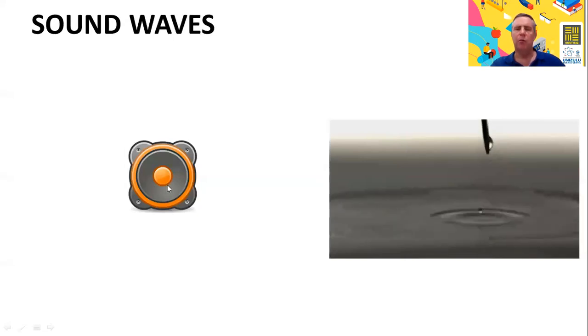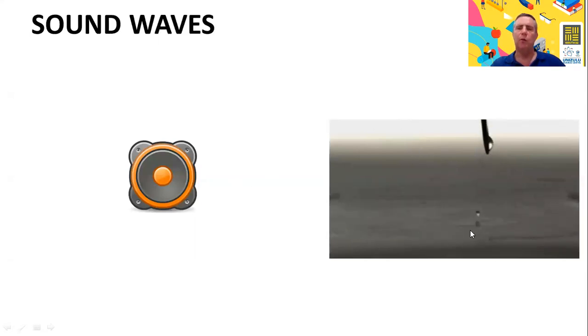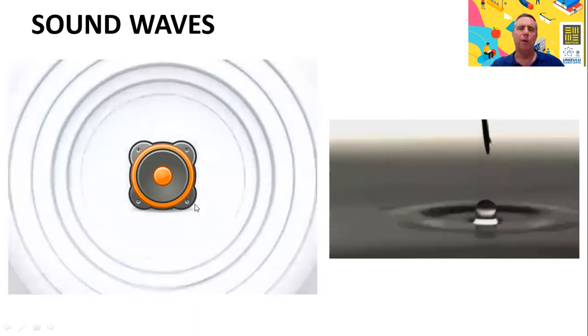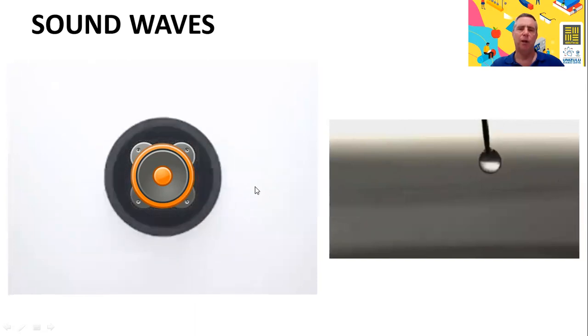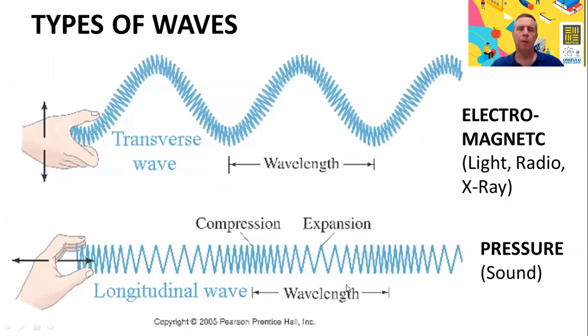Now, the way sound waves travel is a bit like ripples on a pond. As a droplet of water falls, the ripples spread out in concentric circles, and the sound from a loudspeaker is similar. As the cone of the loudspeaker vibrates, it compresses the air, and that compression wave spreads out almost like ripples on a pond. So there's 2 types of waves we identify, transverse and longitudinal.